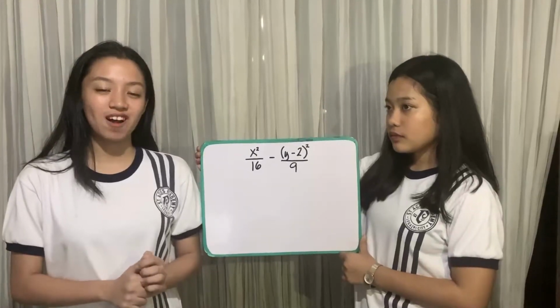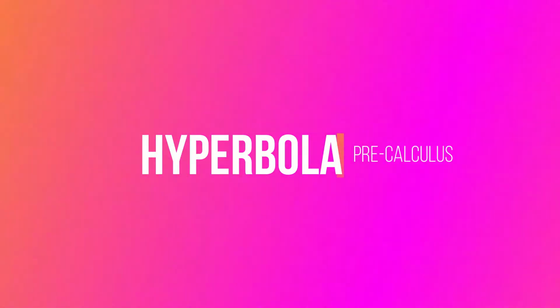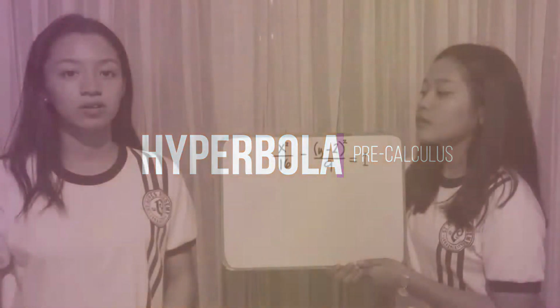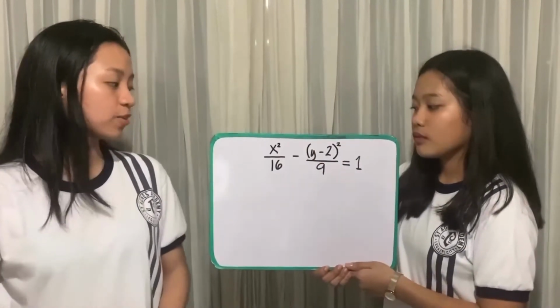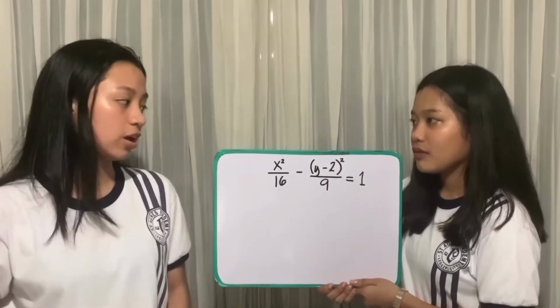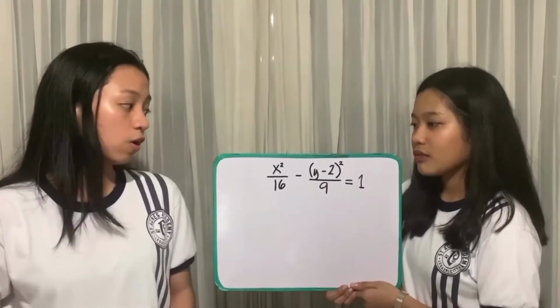So today we will be talking about hyperbola. So the given problem is x squared over 16 minus the quantity y minus 2 squared over 9 is equal to 1.